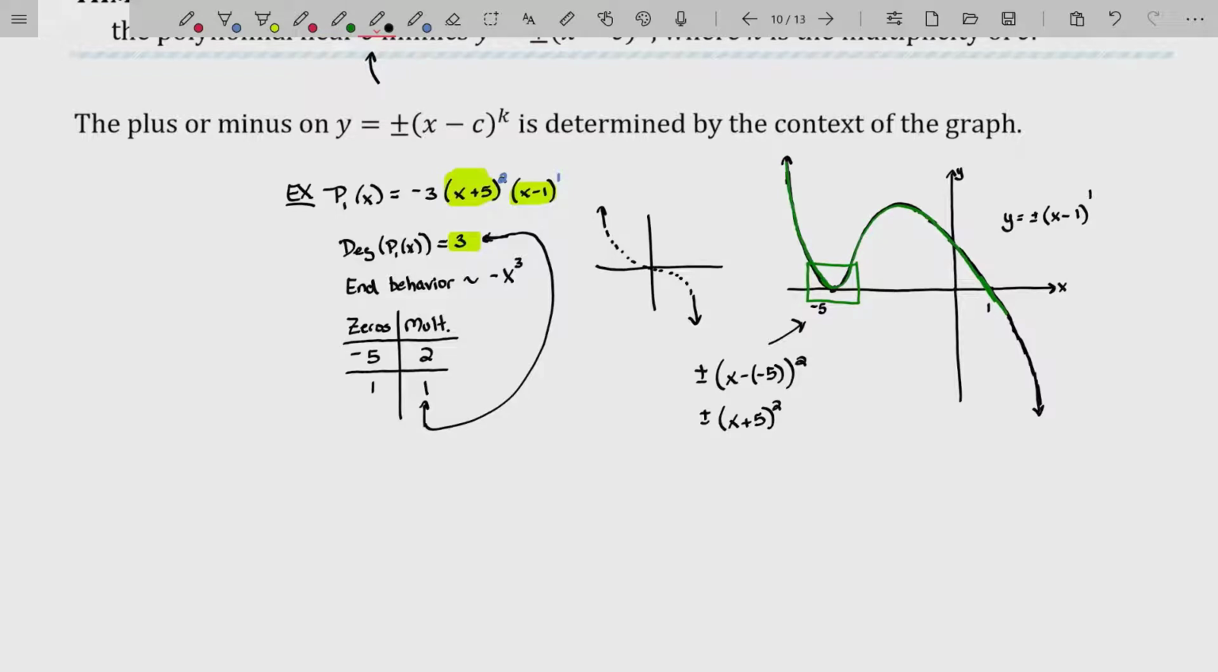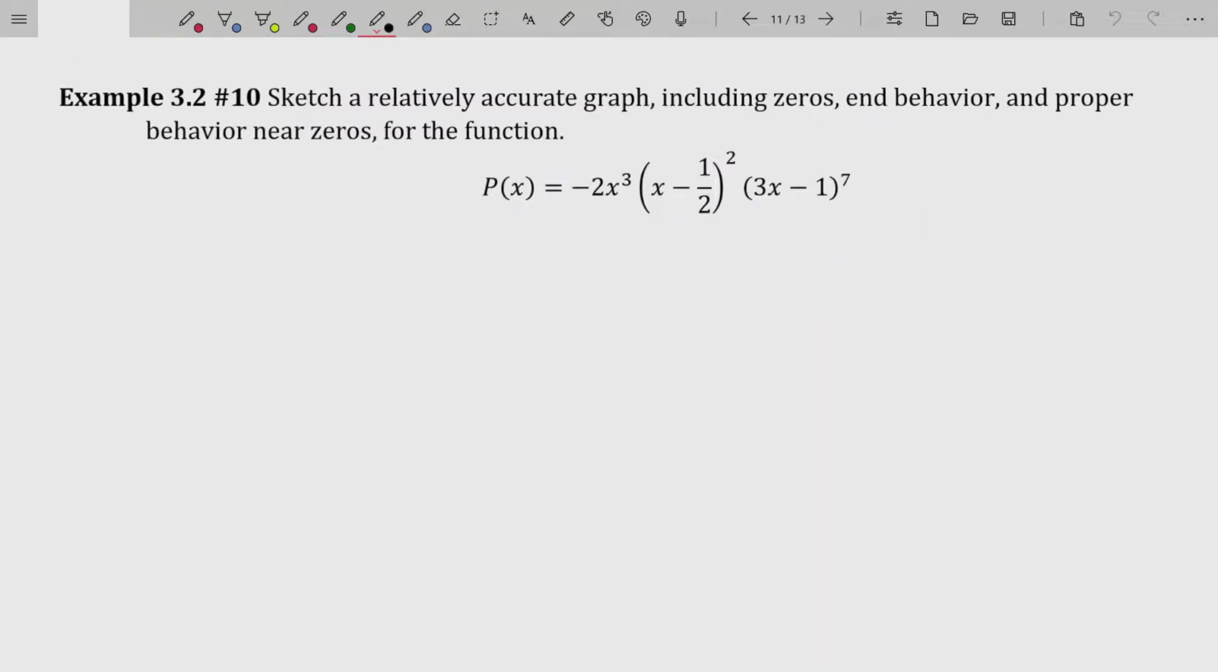You know what? I have examples. I should just use my examples. So here we are. Sketch a relatively accurate graph, including the zeros, the end behavior, and proper behavior near the zeros for the following function.